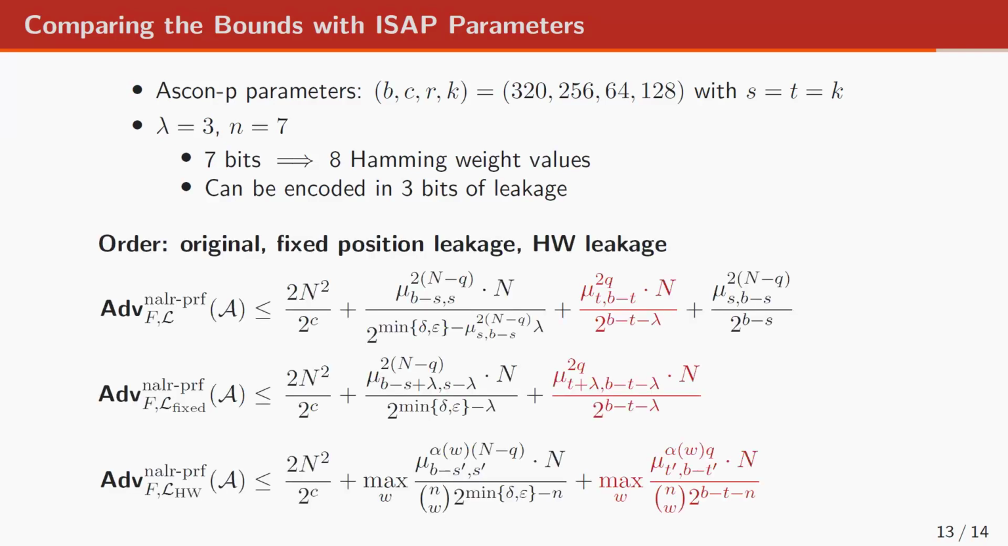Now on the slide, you see the bounds in the order of the original leakage resilience security bound, the fixed position leakage bound, and the Hamming weight leakage bound. I've highlighted the third terms of the bounds, which the presentation focuses on, in red. For the security, we see that both our tightened bounds improve the security, but the improvement is smaller for Hamming weight leakage, which we believe is the case because the bounding of the alpha W may be lossy.